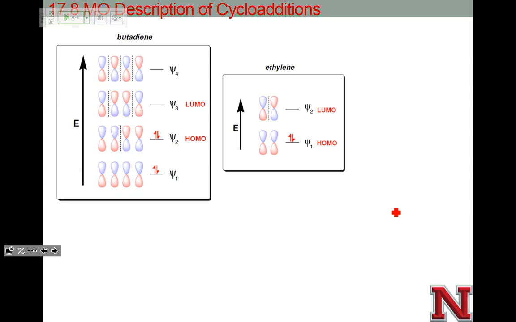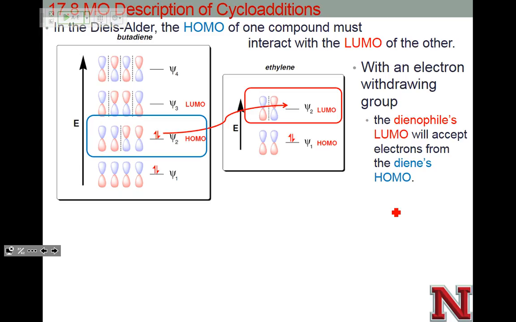So what's going on at this level? Well, what's going on to start off the reaction is the HOMO of the diene has to donate electrons to the LUMO of the dienophile. That's why our dienophile works better when we have electron withdrawing groups as part of it. So those two orbitals are what we're going to look at.